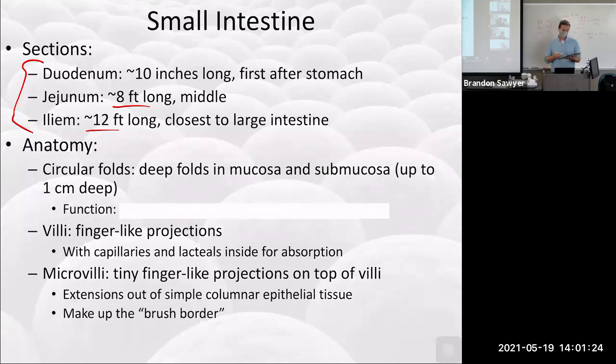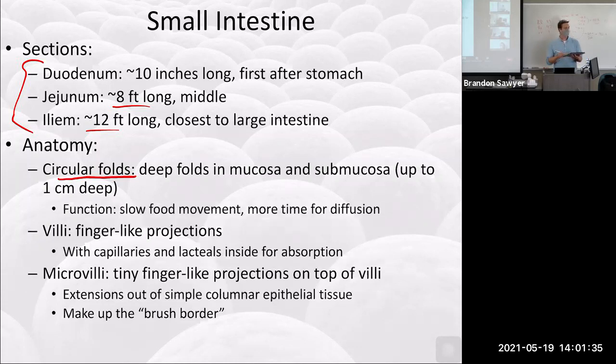Okay, and so the anatomy of this is we have these circular folds that are in the mucosa and the submucosa, and they're somewhat deep, up to 1 centimeter deep. And the function of these is to really slow down the movement of food. Okay, so when we think of the folds in the small intestine, it's not like they're going down the way that the food's going; they're going the opposite way. So the food kind of gets caught up in the folds as it's passing.